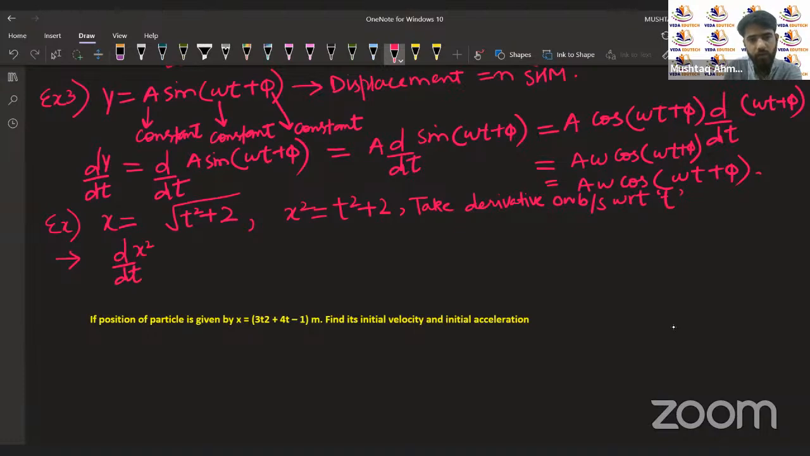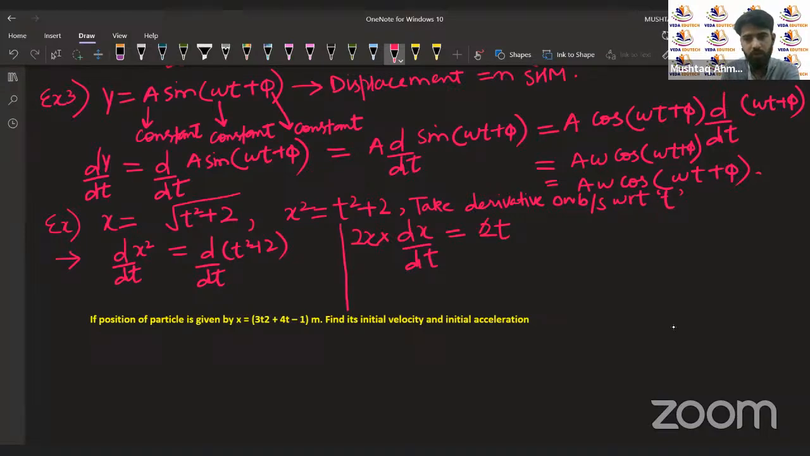x square equals d by dt of t square plus 2. एक्स स्क्वायर का डेरिवेटिव t के रेस्पेक्ट पे it will be 2x, and then the derivative of x with respect to t, that will be dx upon dt. On the RHS side, derivative of t square with respect to t will be 2t, and the derivative of 2 with respect to t will be 0 because 2 is a constant.